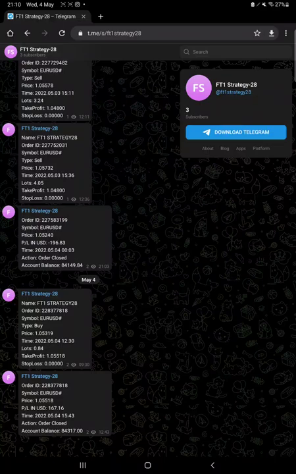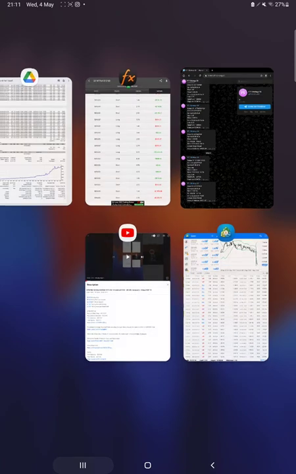After that the next portion is the Telegram updates. Here we have this Telegram channel where all the trades are copied from the server. So FT1 strategy 28, whatever trades we place on MT4, will be copied on this Telegram, so you can stay updated with this channel as well. With each and every order ID you can see which trade we have placed and when we have booked the profit, at what price, at what profit and loss. So you can join this channel as well.